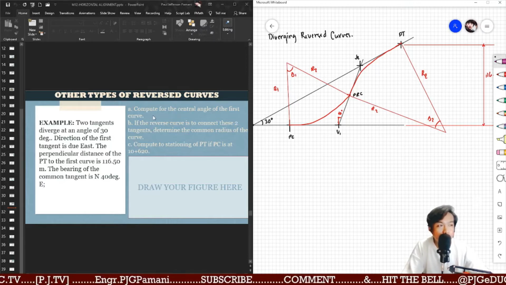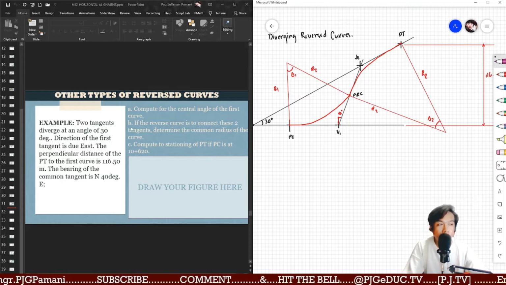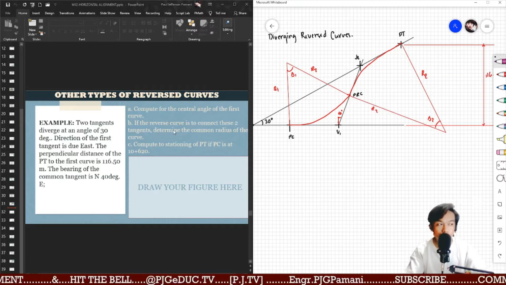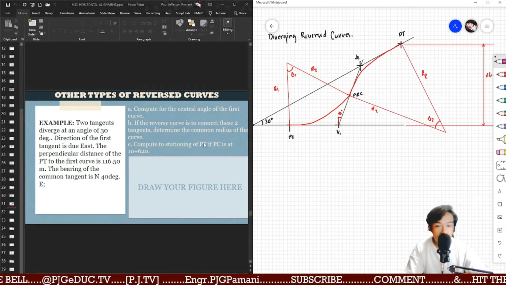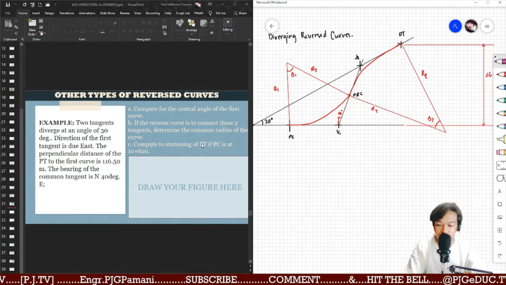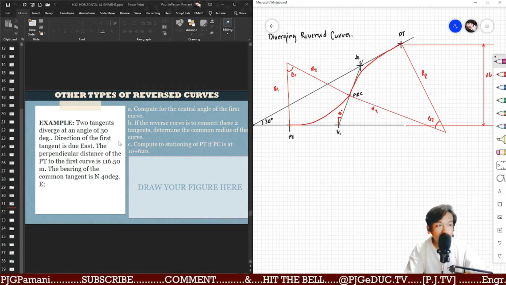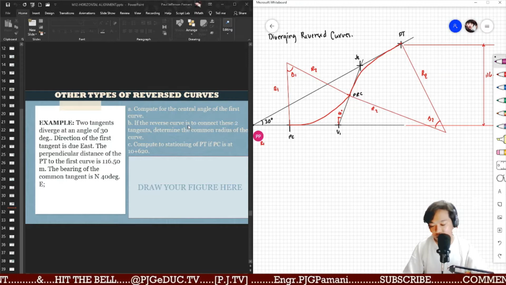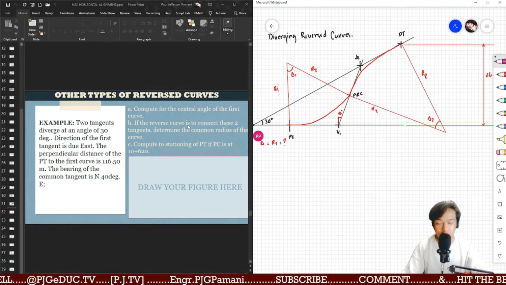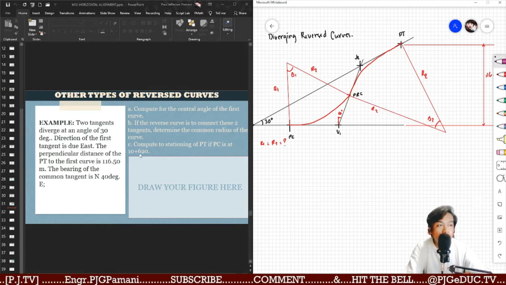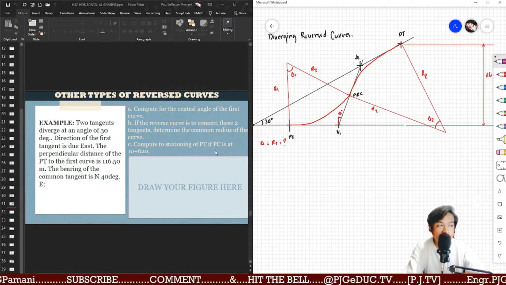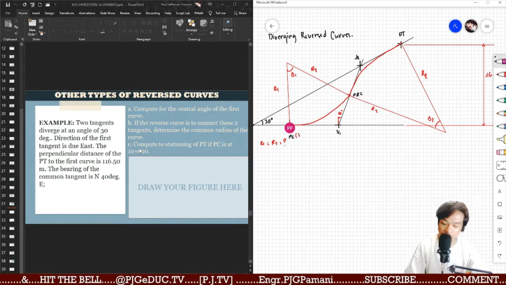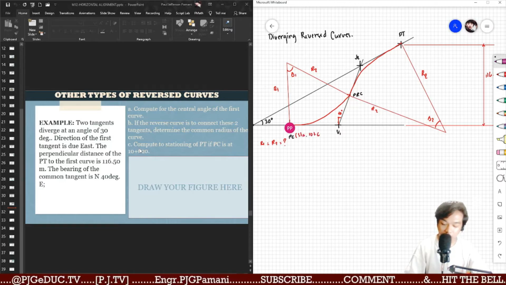So the first question was to compute for the central angle of the first curve. If the reverse curve is to connect these two tangents, determine the common radius of the curve. So pag sinabing common radius, meaning R1 will be equal to R2. So kailangan lang nating isolve yung equivalent radius nila. Then compute for the stationing of PT if PC is at 10 plus 620. So PC daw has a station of 10 plus 620.